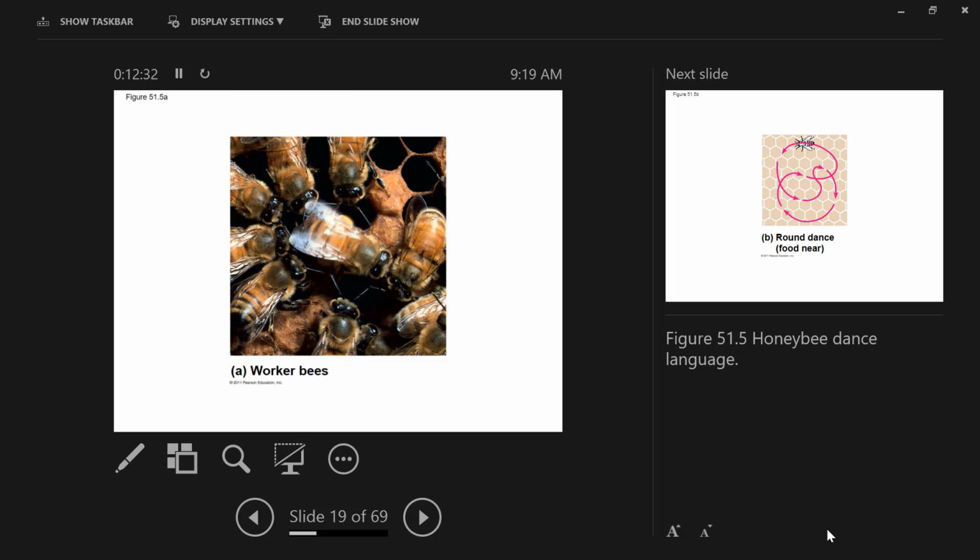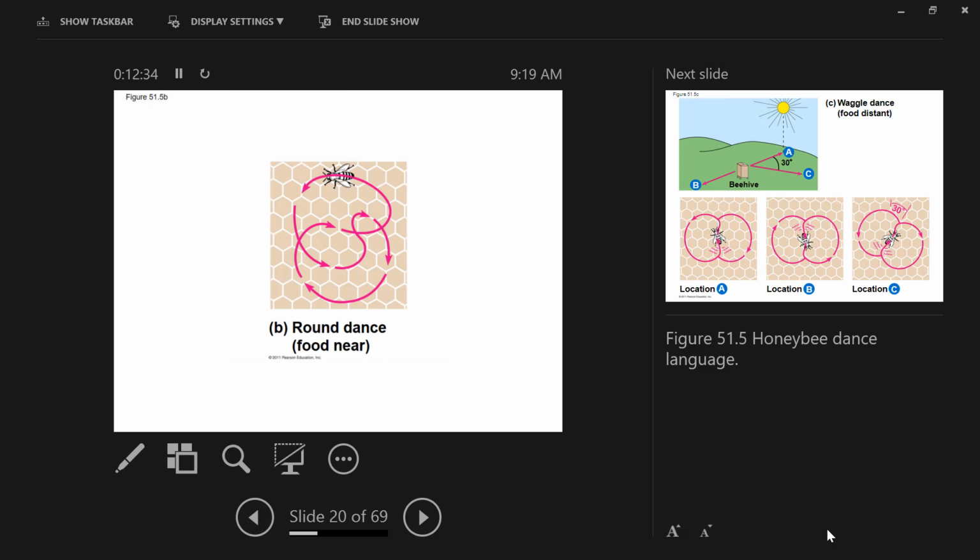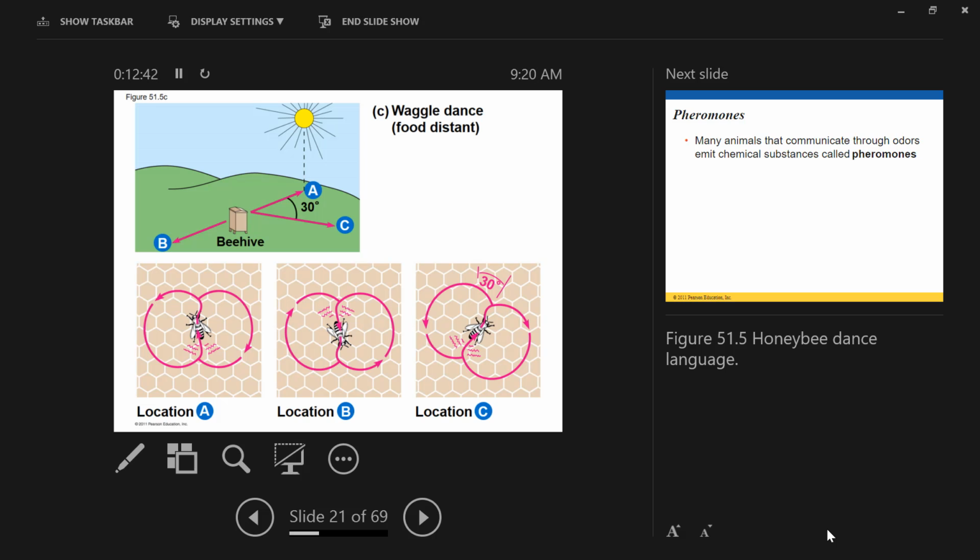All right, so here's worker bees. Here's the round dance. This is a really crazy dance to show that the food is really, really close. And then here, back to the dance of just showing different locations of where the food is. All right, any questions here?